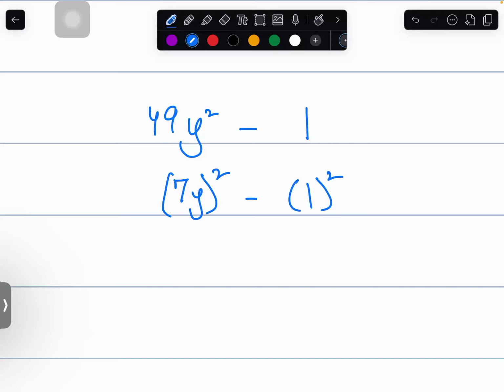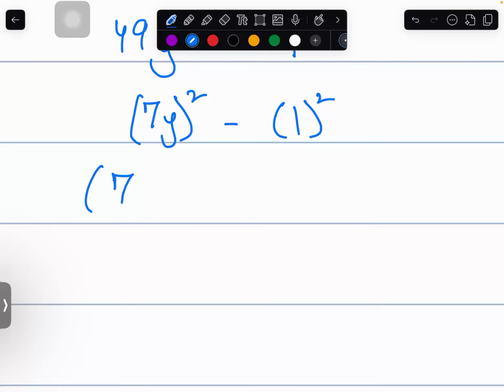This thing inside, this is our a, this is our b, right? Because it looks like a square minus b square. We're just going to open it in the formula. That's going to look like 7y plus 1 and 7y minus 1.